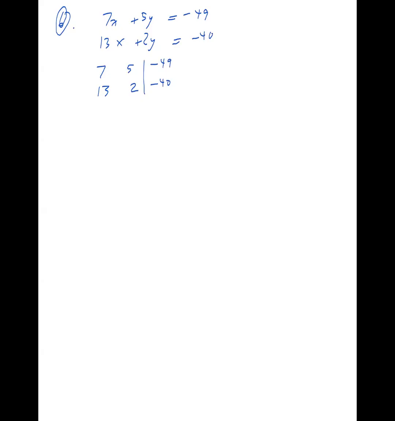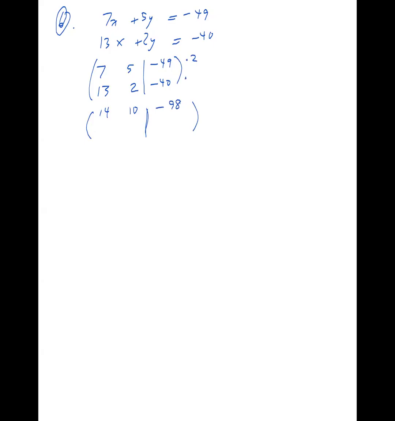Now we're going to look at the pair of numbers that has the smallest numbers, which is 5 and 2. We're going to make those opposites of the common multiple that they have, which is 10. So multiply the top equation times 2, because that middle 5 times 2 would equal 10. So 7 times 2 is 14. 5 times 2 is 10. Negative 49 times 2 is negative 98.